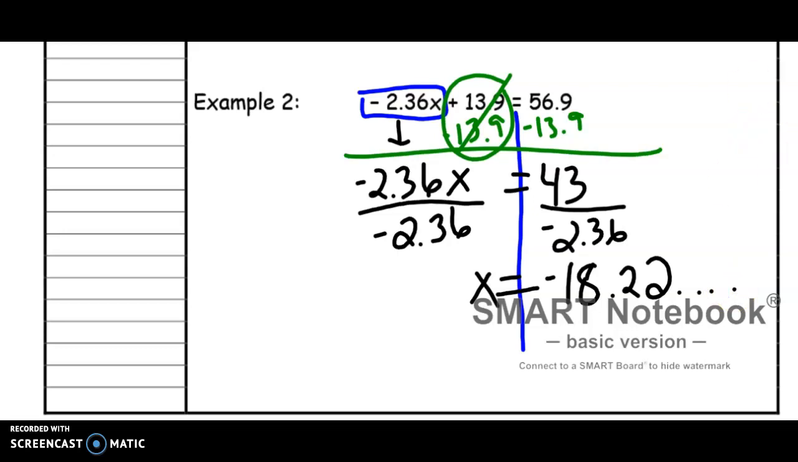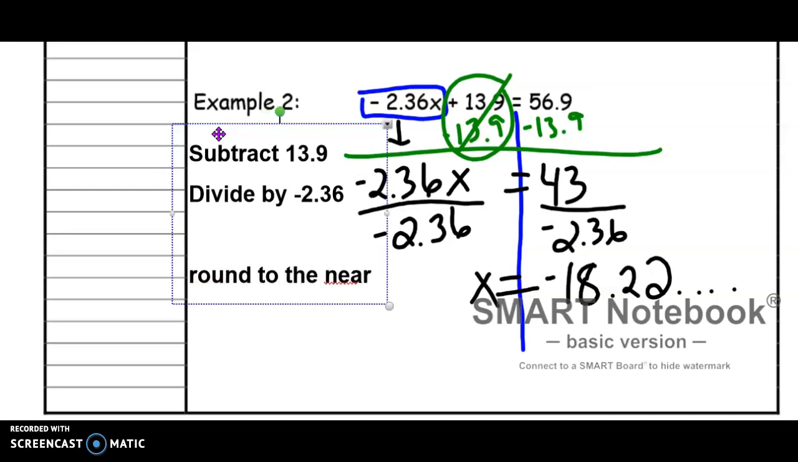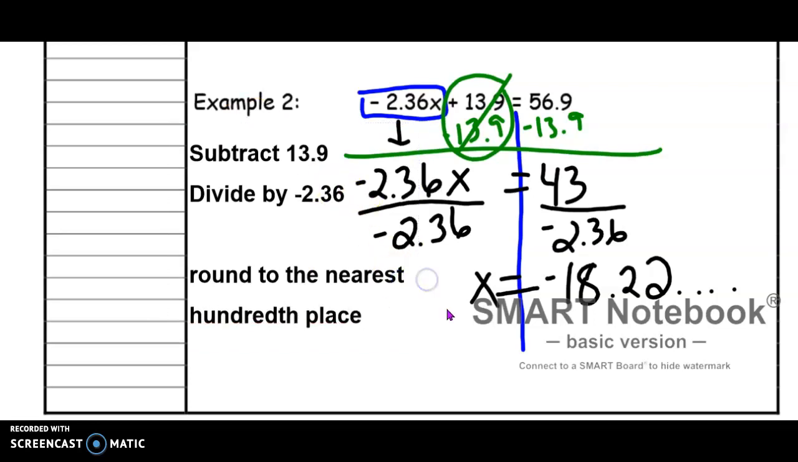So we're actually going to add into this. We first subtract 13.9, divide by negative 2.36, and then round to the nearest hundredth. When we say round to the nearest hundredth, we mean 2 decimal places. So there were more digits after the 0.22, negative 18.22. There was 0.9 and some more, but we're going to round to the nearest hundredth.